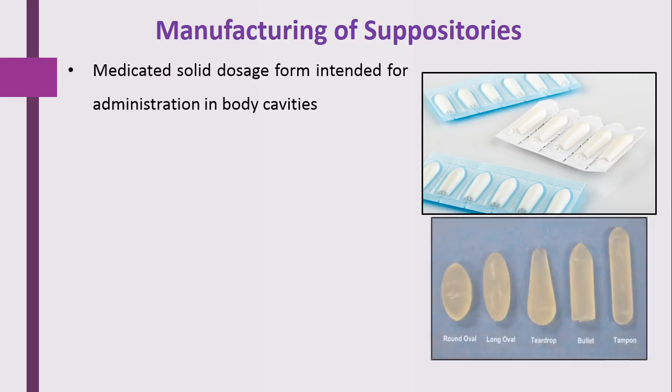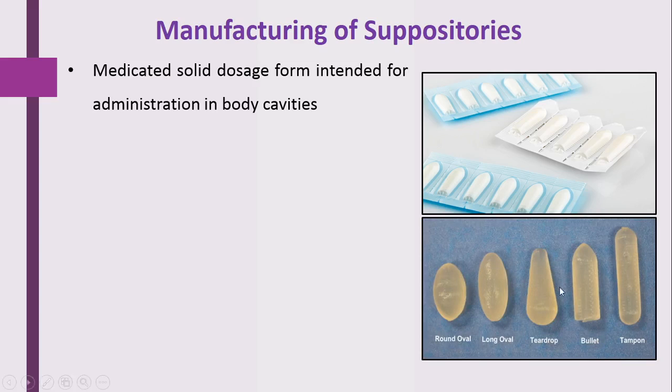Also these are available in different shapes like round, oval, long oval, teardrop, bullet and tampon type. So these are the different shapes which are manufactured with different purposes. So shape is very important here. After the insertion into the body cavity, that particular suppository should retain at the site of administration. So that's why these shapes are important.